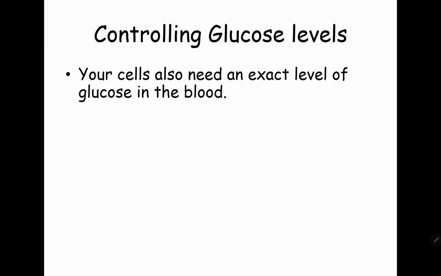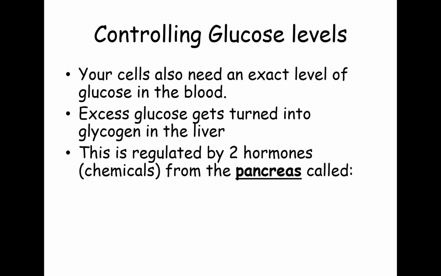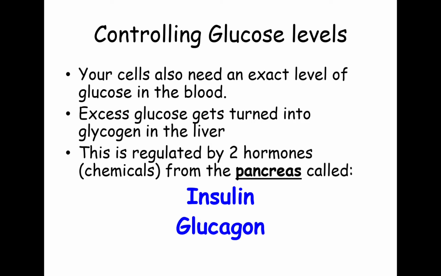So our cells need an exact level of glucose in the blood. Excess glucose will get turned into glycogen, which is stored in the liver. The liver in this case is the primary organ where the response is going to occur. There's two hormones involved, and they come from the pancreas. The pancreas is the gland which will release insulin, which is the one we've already talked about, and a second one known as glucagon.